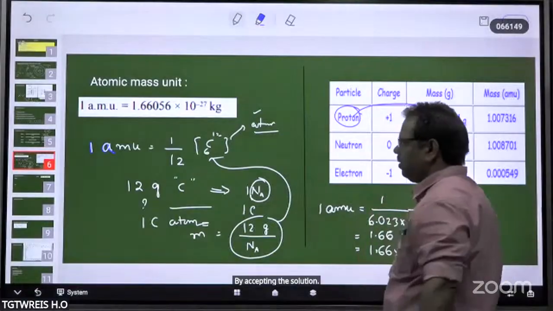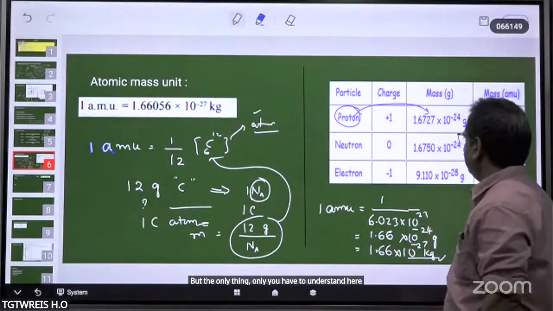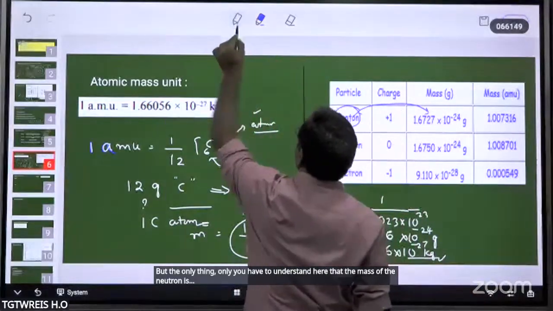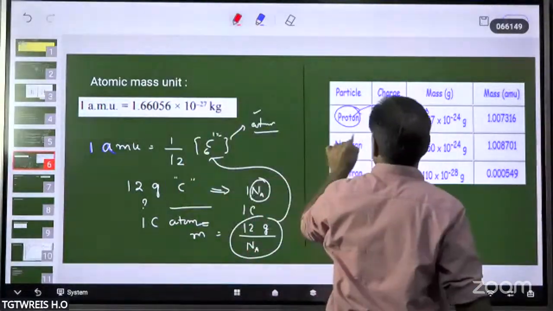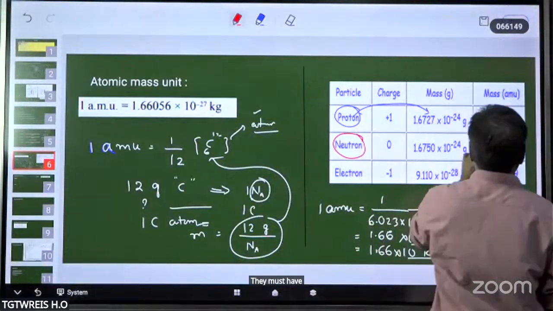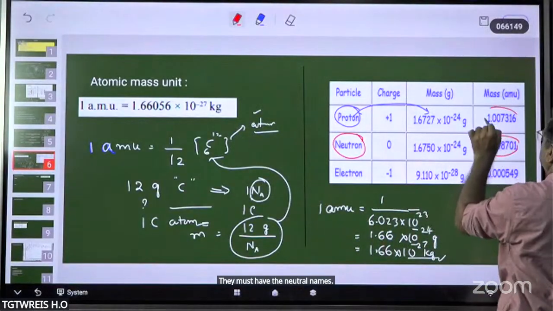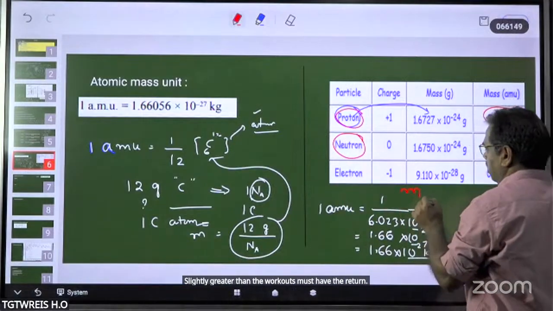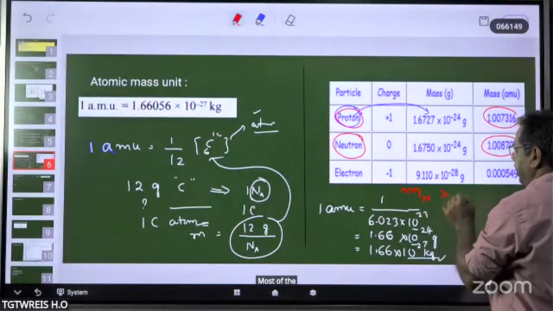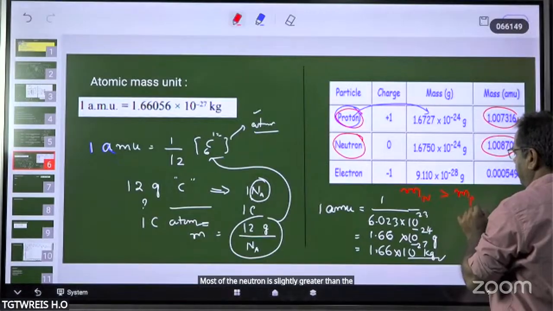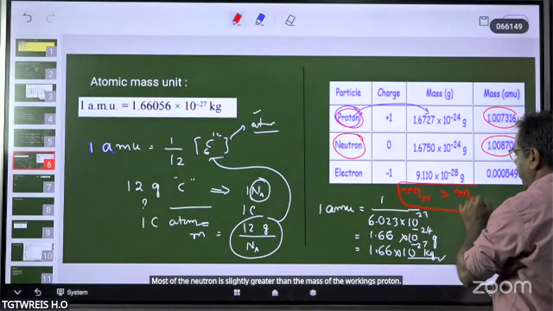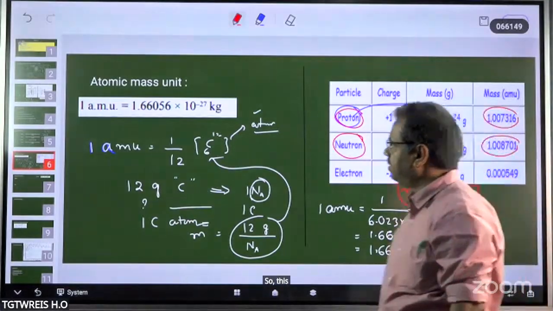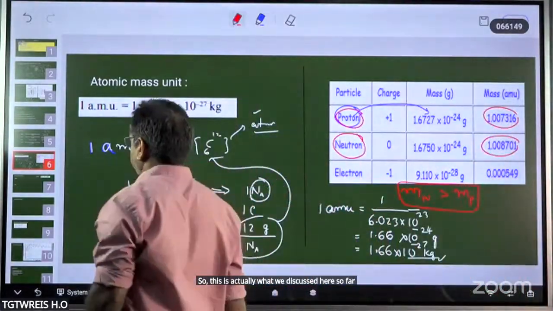But the only thing you have to understand here is that the mass of the neutron is slightly greater than the mass of the proton. This you should remember. So this is what we discussed so far, atomic mass.